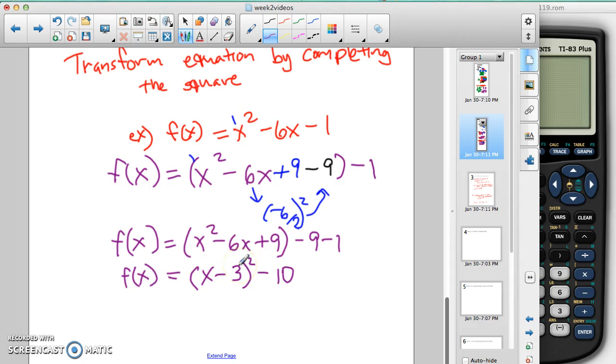Now this is in vertex form. It tells us the vertex. The vertex in this case is 3, negative 10. And we'll go over how we find that in the next video. Specifically looking at the vertex, it's always the opposite of this value and this value. This is the x value, this is the y value. And we're going to say it's translated left 3 units and down 10 units.